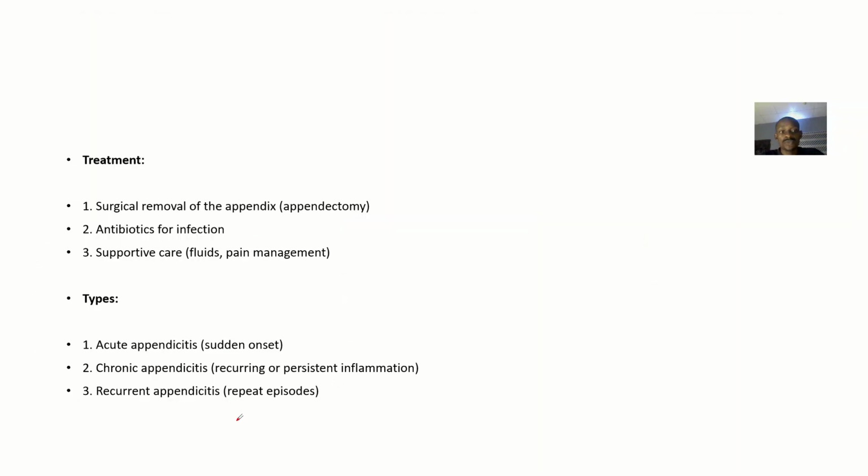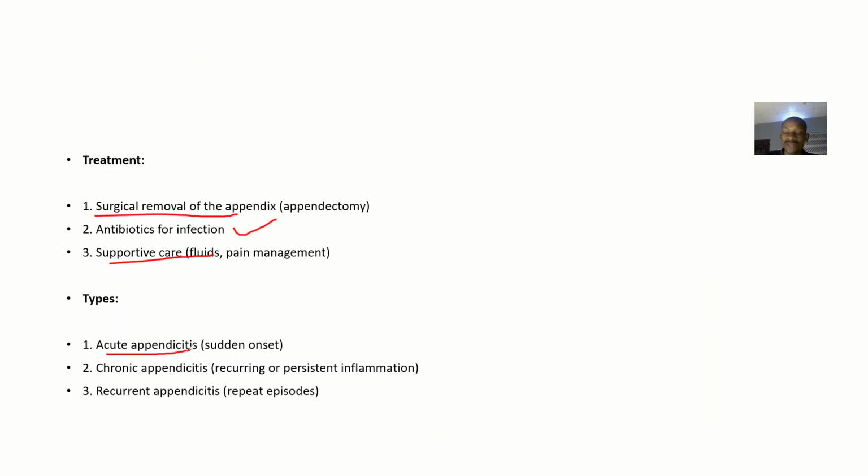They're talking about a possible treatment, which is surgical removal of the appendix, basically appendectomy. And this appendectomy, you could have the open surgery, or you could have the laparoscopic appendectomy. All right. Then you can also administer some antibiotics if you suspect there's infection. Then supportive care, if you want to give some fluids, pain management, and the rest.